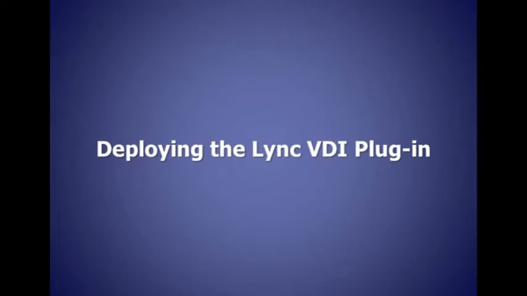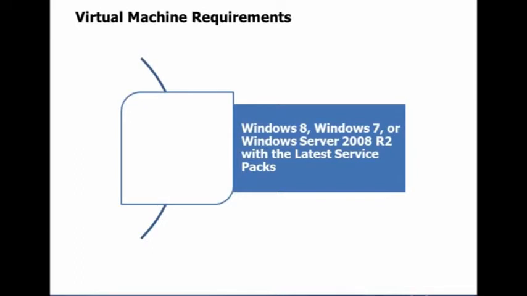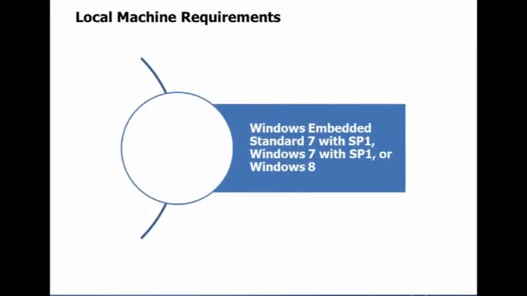Another brand new feature with Lync Server 2013 is that clients now support audio and video in a virtual desktop infrastructure environment. In order to use this feature, we have to deploy the Lync VDI plugin. To use this new feature, we have requirements both on the virtual machine side and on the client side. The virtual machines can be running either Windows 8, Windows 7, or Windows Server 2008 R2 with the latest service packs. For your local machine requirements, the local computer must be running Windows Embedded Standard 7 with SP1, Windows 7 with SP1, or Windows 8.